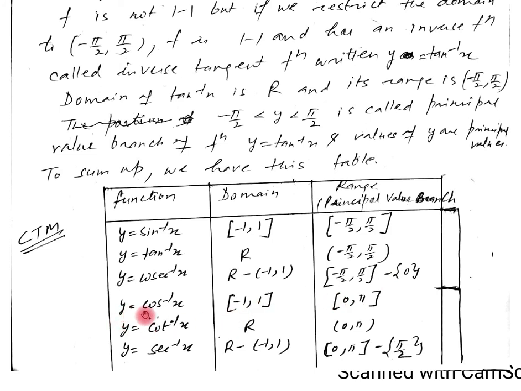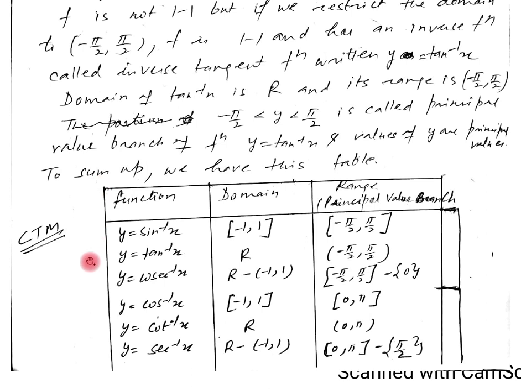Similarly, in the case of cos inverse x, the domain is again minus 1 to 1, and the range is the closed interval 0 to pi. In the case of cot inverse x, the domain is R, and the range is the open interval 0 to pi. Similarly, in the case of secant inverse x, the domain is R minus the open interval minus 1 to 1, and the range is the closed interval 0 to pi minus pi by 2, because cos pi by 2 is 0. Therefore, secant pi by 2 is not defined.